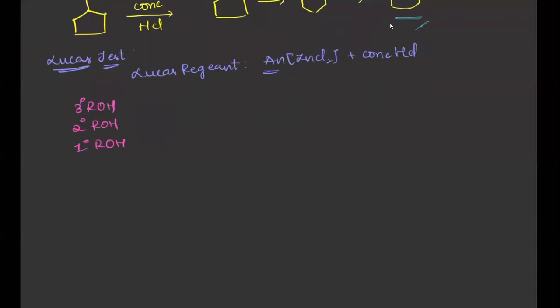Turbidity is nothing but how fast the reaction is occurring with the respective alcohols with Lucas reagent. Tertiary alcohols are going to form tertiary carbocation. As tertiary carbocation is more stable than the other two, it is going to give the turbidity in a faster way. So turbidity is nothing but how fast the reaction is going. So tertiary alcohols react faster, hence their turbidity is in seconds or immediate. Secondary is going to take a few minutes, and primary would take a long time. And this is all about the Lucas test.